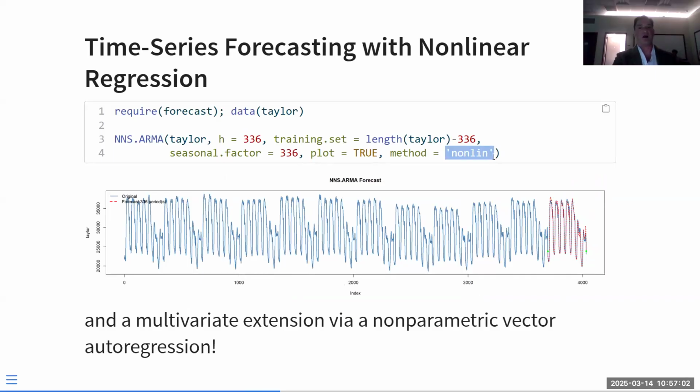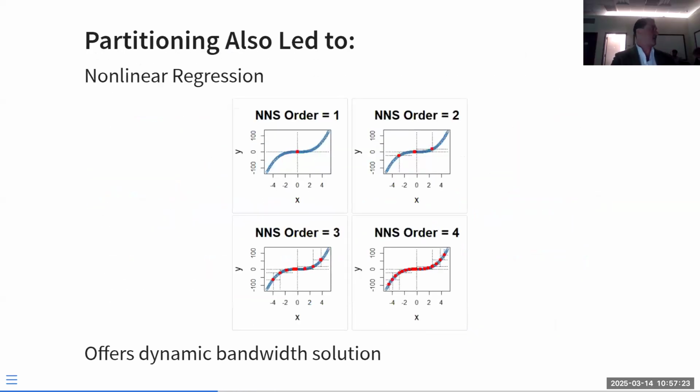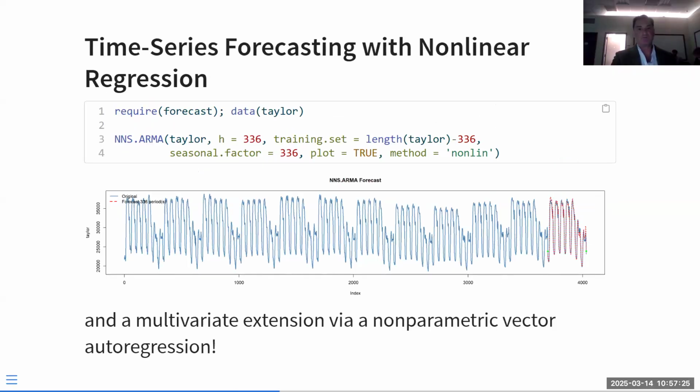So I built an optimization routine which tests all seasonal periods and then tests linear, nonlinear, and a combination of both, weighting. That's a different function in here. But in short, it uses the nonlinear regression method in time series forecasting. And then I extended it to create a non-parametric vector autoregression, which I've turned into a nowcasting model for economic variables.